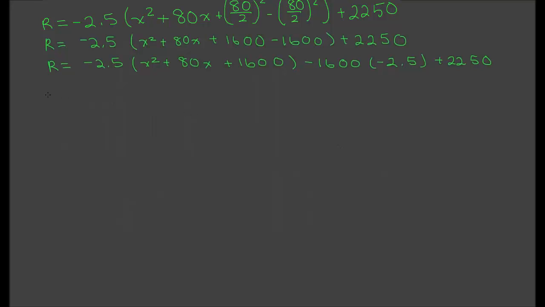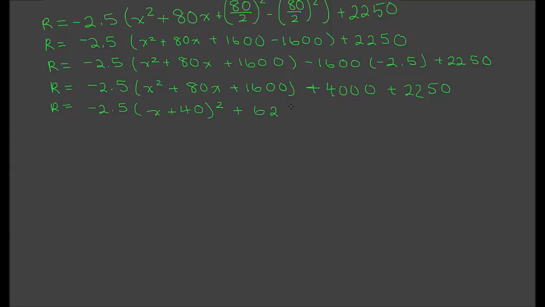If negative 1,600 isn't multiplied by the a value, it does not cancel out the positive 1,600 which is inside the brackets and multiplied by the a value, and we would be changing the equation. Now we can simplify our equation to get r equals negative 2.5 [x squared plus 80x plus 1,600] plus 4,000 plus 2,250. Finally, we can simplify and we get the final equation r equals negative 2.5 [x plus 40] squared plus 6,250.